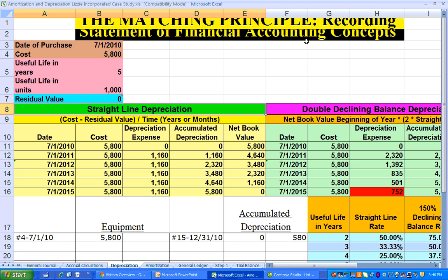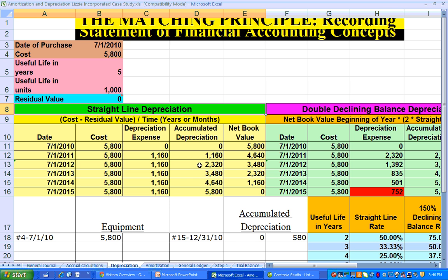So let's start and look at straight-line depreciation and things that we need to know. The calculation of straight-line depreciation is here, the cost minus the residual value divided by the time in years or months, and this is going to give us our depreciation schedule. This is a minimum that you need to create. Anytime you have a problem, even if it's a quiz question, this shouldn't take you more than a couple of minutes to do, and you should get very fast at it.